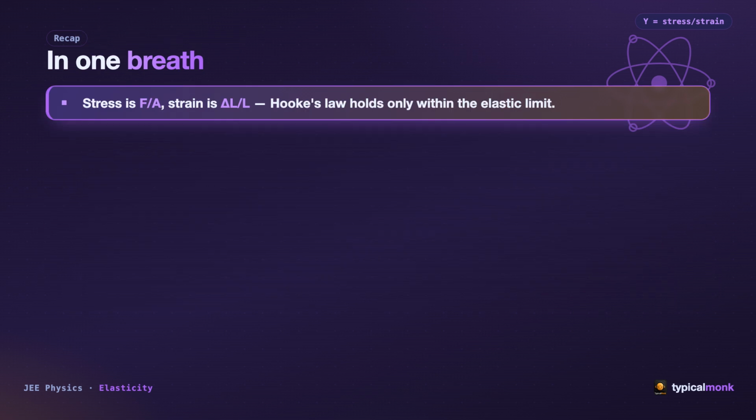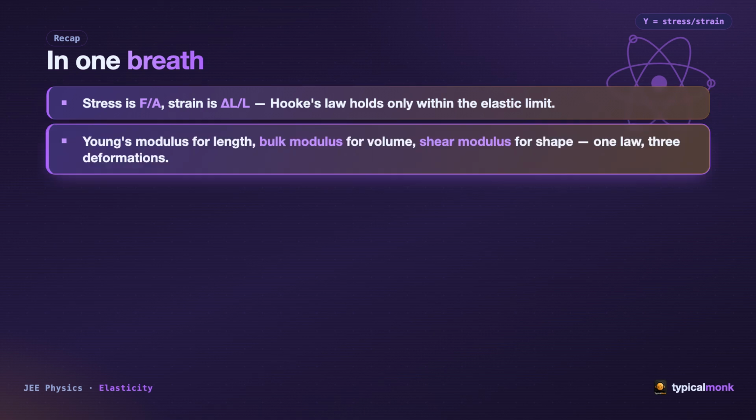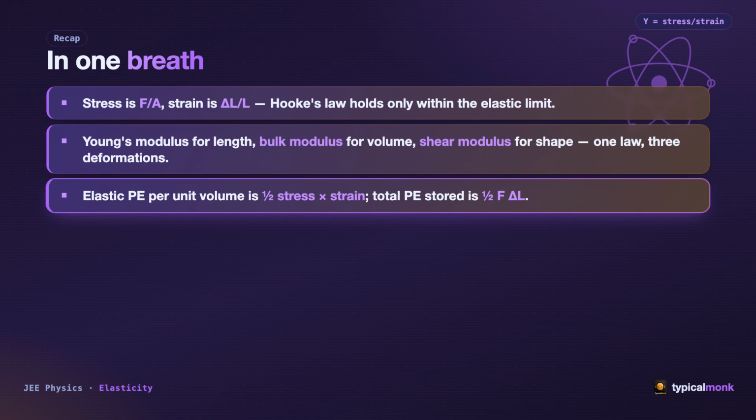Let us gather the whole class in one slow breath. Stress is force over area. Strain is change in length over length. And Hooke's law holds only within the elastic limit. Young's modulus governs a change in length, bulk modulus a change in volume, and shear modulus a change in shape. One law, 3 deformations. Elastic potential energy per unit volume is 1/2 stress times strain, and the total energy stored is 1/2 F delta L.